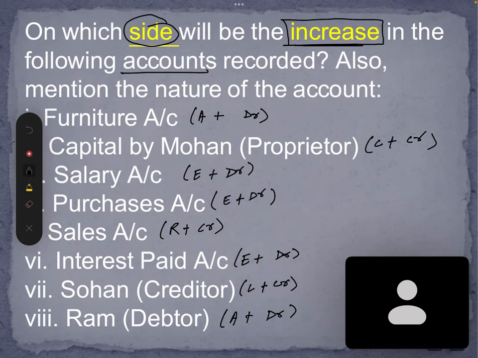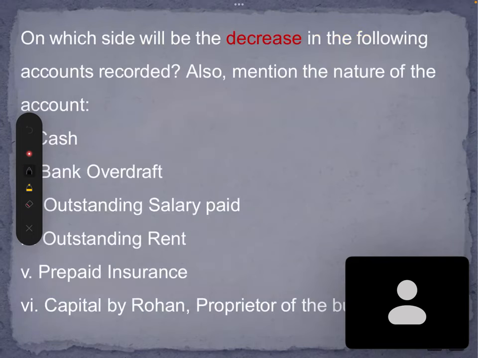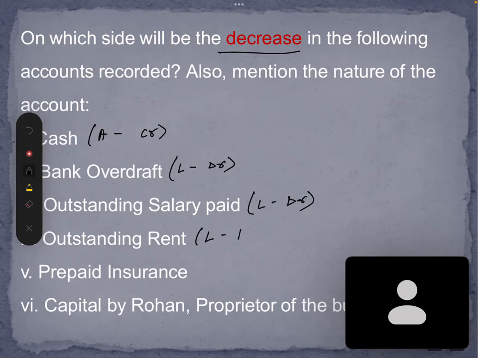Okay. So that means we can move to the next slide. This is how we present the answer to this kind of question. Anyways, moving to the next question. Again, a similar kind of question is asked, wherein it says that there is a reduction in these items, and you just have to identify on which side of the account it should be recorded. So let me quickly solve it. Cash is an asset, there is a reduction in asset, we should credit it. Bank overdraft, it is a liability, there is reduction in the liability, so we should be debiting it. Outstanding salary, it is a liability, there is reduction in the liability, so we should again debit it. Outstanding rent is also a liability. We should be debiting the outstanding rent account.